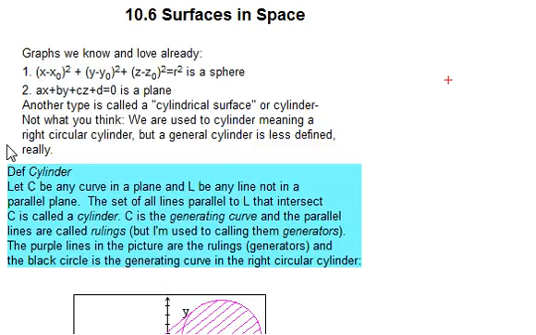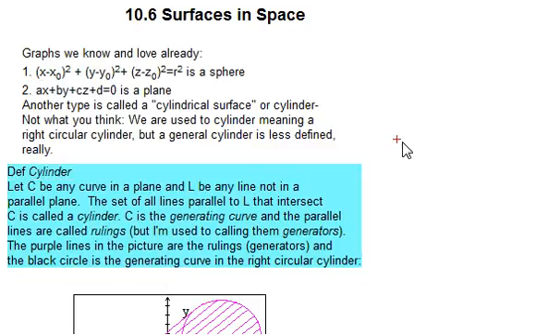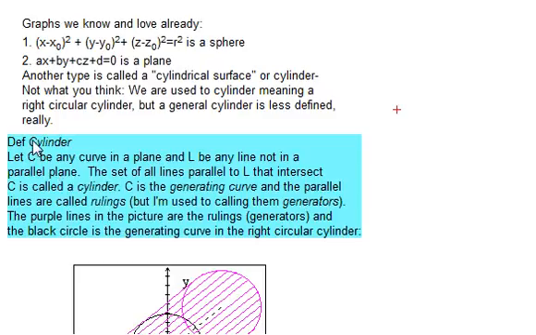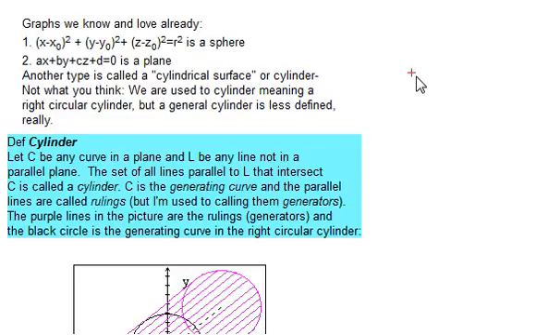So let's at least define what a cylinder is. Now, I know you're used to a cylinder being a right circular cylinder, something shaped like a can, but that's not really the definition of cylinder. That is a right circular cylinder. A cylinder, in our Calc 3 view, is going to be, if C is any curve in a plane and L is any line not in a parallel plane to that curve C, then the set of all lines parallel to this line L that intersect C is called a cylinder.